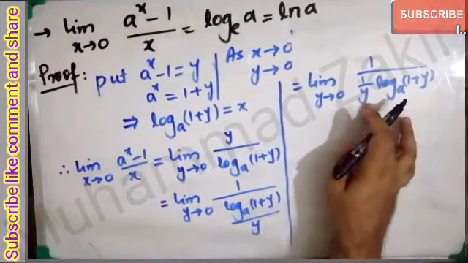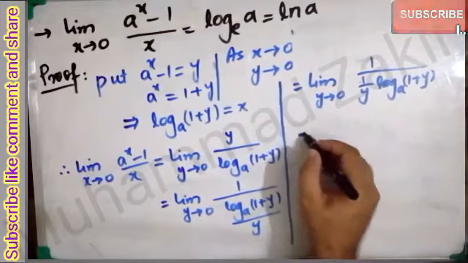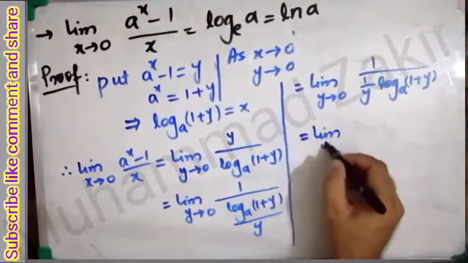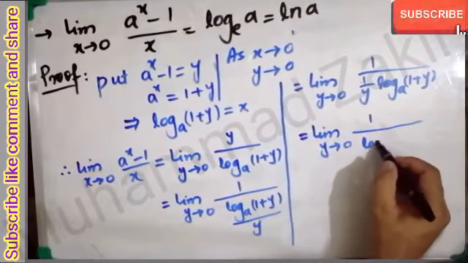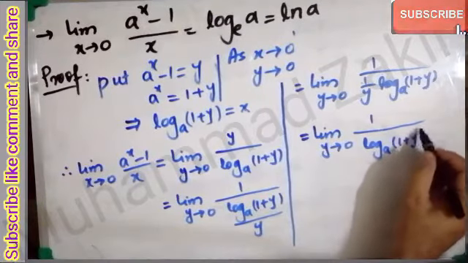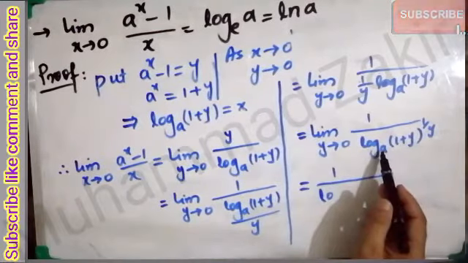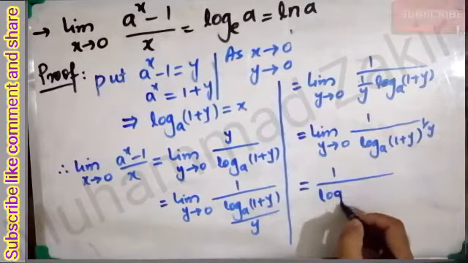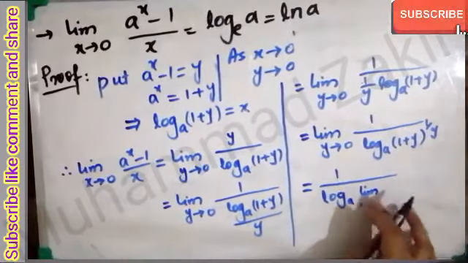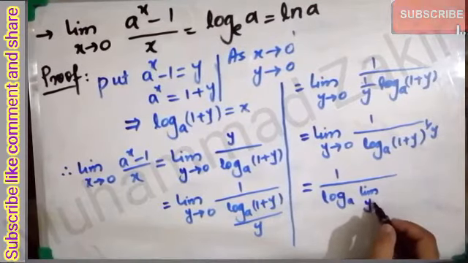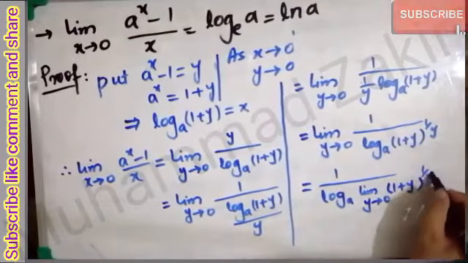Now this is the coefficient. Coefficient can be converted into power, and power can be converted into coefficient due to the action of log. So limit y approaches 0, 1 by log to the base a of 1 plus y power 1 by y. The limit can be applied in the denominator only, and the limit can go with the function without taking care of the application of the log here. It can move inside the log and appear with the function. So limit y approaches 0 of 1 plus y, power 1 by y.